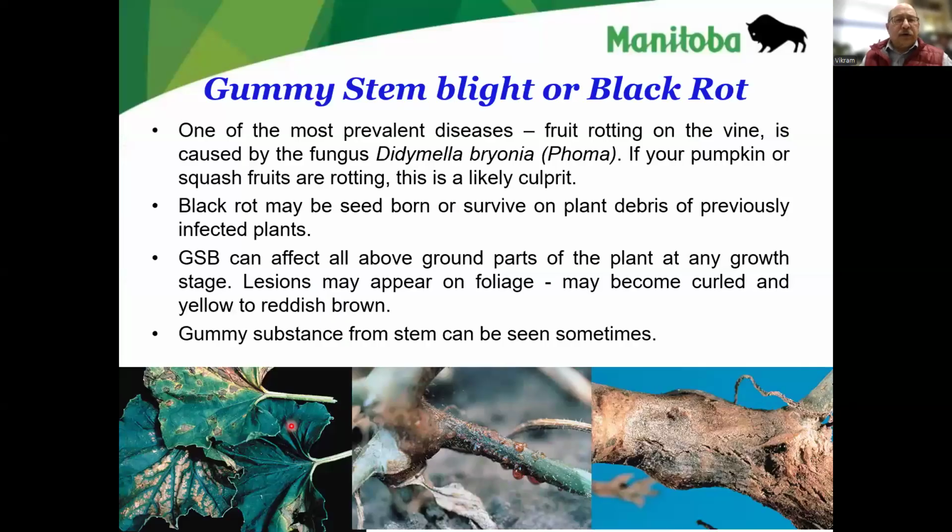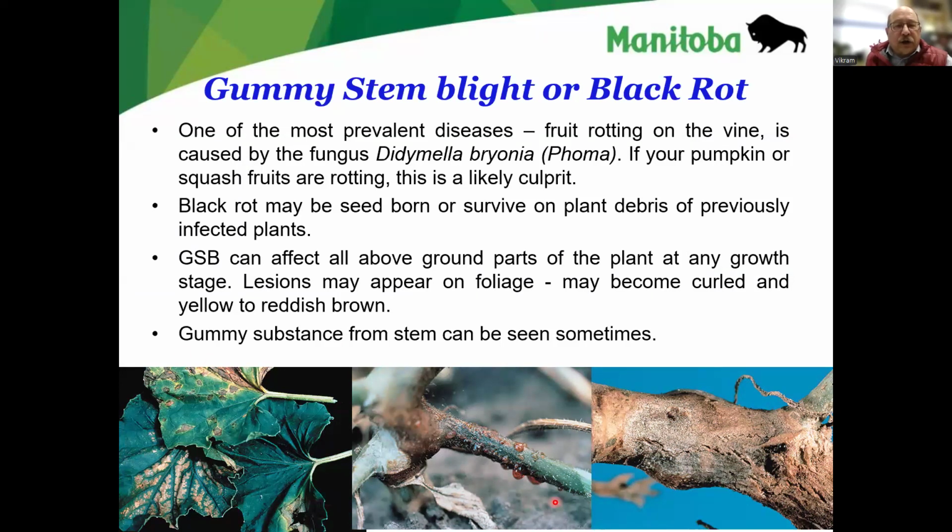Another crop is the gummy stem blight, and this one is on the cucurbits. This can be on the squashes and pumpkins. This is called gummy stem blight. You can say, it survives in the plant debris, and all the above ground parts are infected.